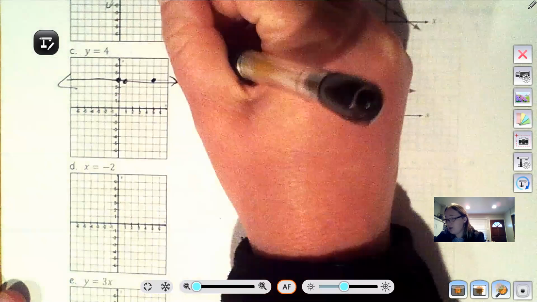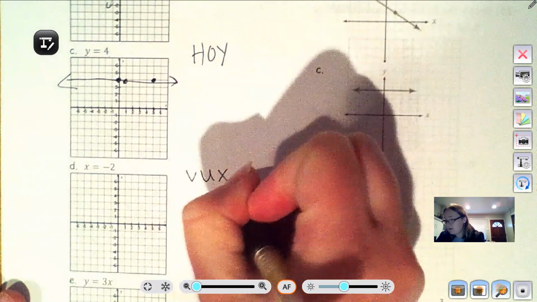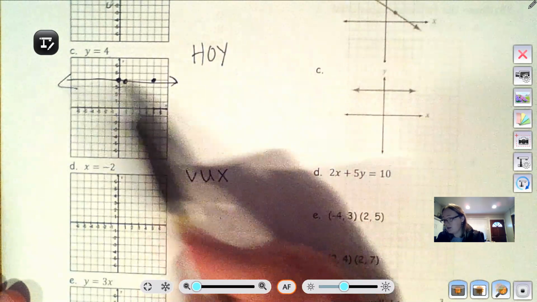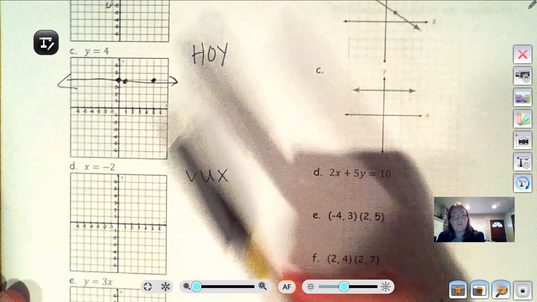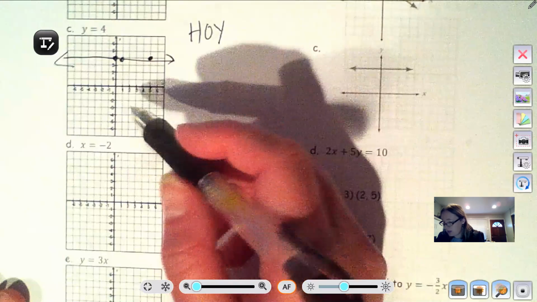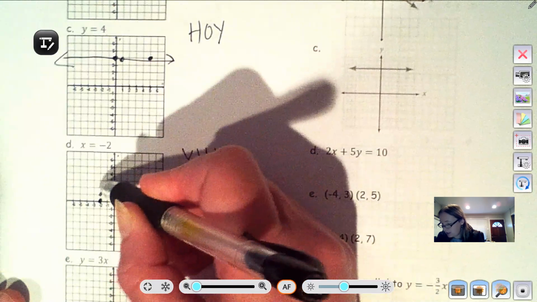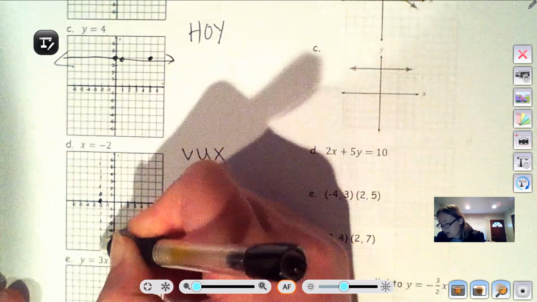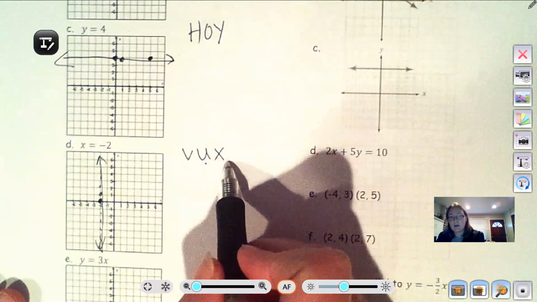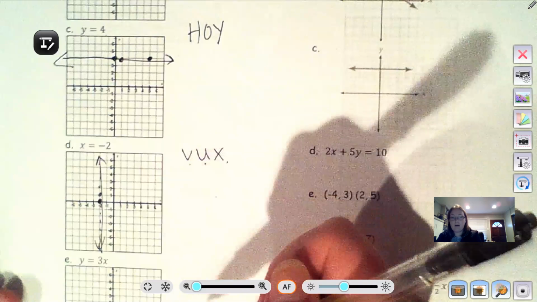And I think I shared with you the OIVUX mnemonic device. So there it is. The horizontal line is y equals some number. So then the vertical line here, the x is always -2. The y can be anything you want it to be. So it's the vertical line, undefined slope, x equals some number. So, you know, on a note card, writing down OIVUX.